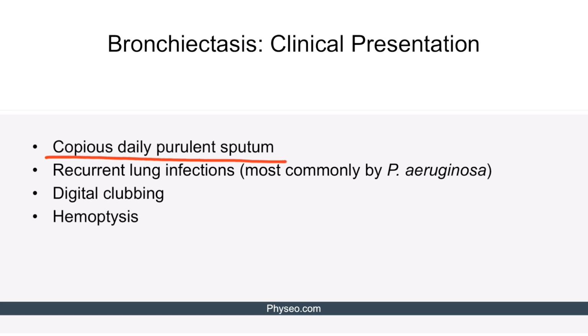As we already discussed on the previous slide, patients with bronchiectasis have recurrent lung infection. The most common causative pathogen of lung infections in these patients is Pseudomonas aeruginosa. Bronchiectasis is also accompanied by digital clubbing and hemoptysis. Digital clubbing is due to hypoxia-induced proliferation of connective tissue over the distal phalanges.